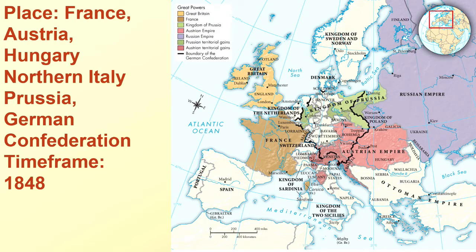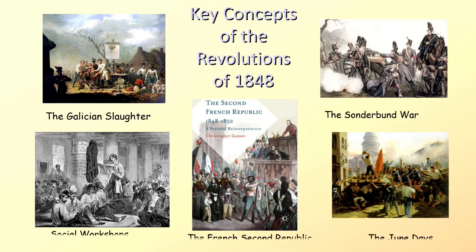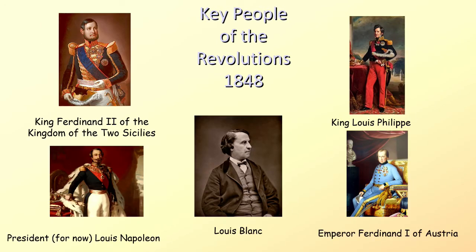Places: France, Austria, Hungary, Northern Italy, Prussia, German Confederation. So lots going on everywhere. Key concepts of the revolutions of 1848: the Galician Slaughter, social workshops, the French Second Republic, the June Days, and the Sonderbund War.